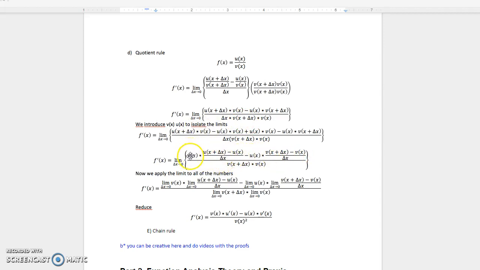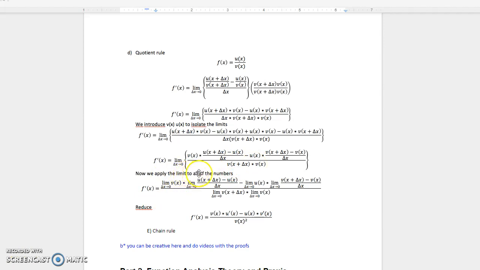The reason why v of x and negative u of x isn't in this is because we multiplied it so that it gets removed from the top, since we only want this to be there. So what we get is f prime of x equal to the limit as delta x goes to 0 of v of x times u of x plus delta x minus u of x over delta x, minus u of x times v of x plus delta x minus v of x over delta x, and that's all going to be divided by v of x plus delta x times v of x.